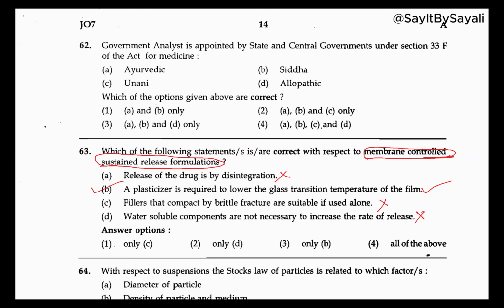That's why the correct option is 3, only B. Because in membrane control sustained release formulation, plasticizer is essential to lower the glass transition temperature of the film, which ensures the coating is flexible and intact. The release is typically by diffusion, not disintegration. That's why it is incorrect. And water soluble components are necessary to modulate the release rate. That's why this is incorrect and only B is correct.